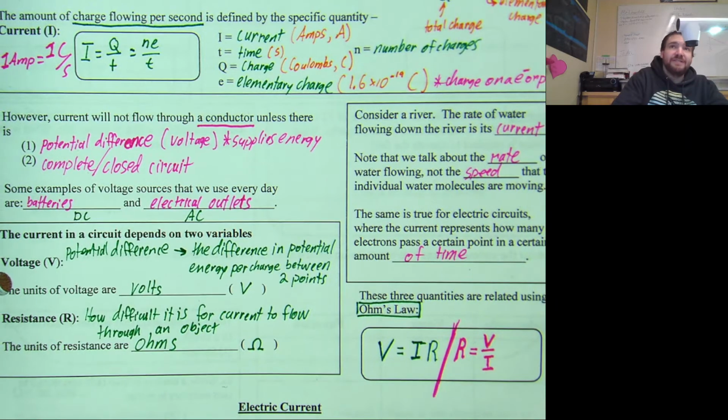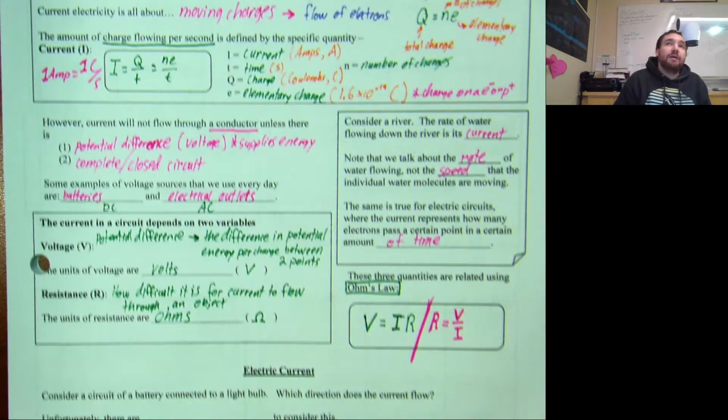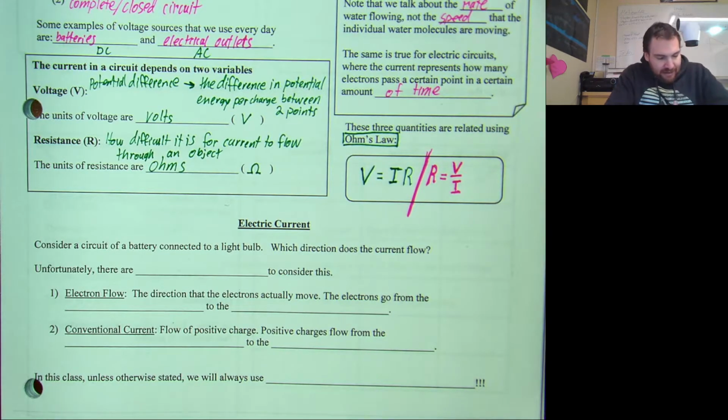So let's keep going. This is just an introduction to current. Next one. Consider then a circuit of a battery connected to a light bulb.